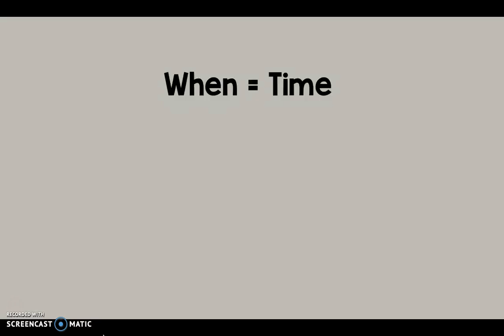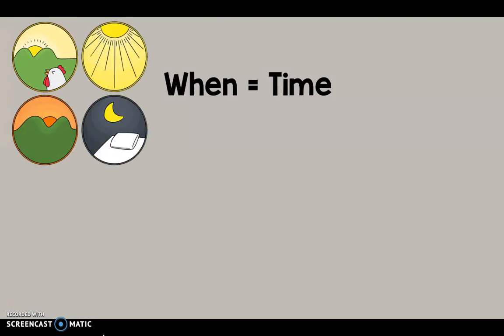When would be what time the story took place. You can describe this in many different ways. You can describe time by what time of day the story happened. Did it happen in the morning right when the sun came up? Did it happen in the middle of the afternoon when the sun was really bright in the sky and it's really hot outside? Did it happen at sunset when the sky was beautiful and you were finishing up your day? Or did it happen in the middle of the night while you were sleeping?